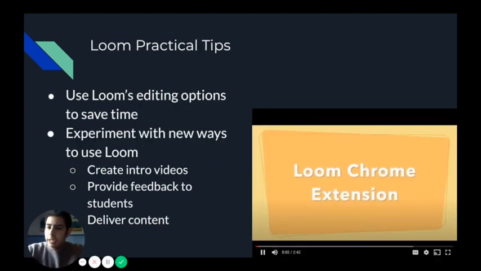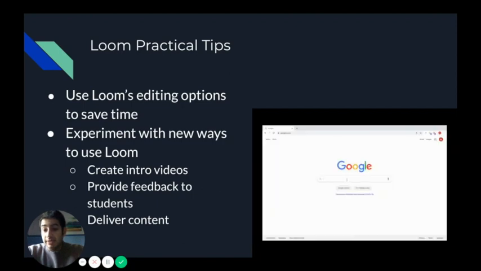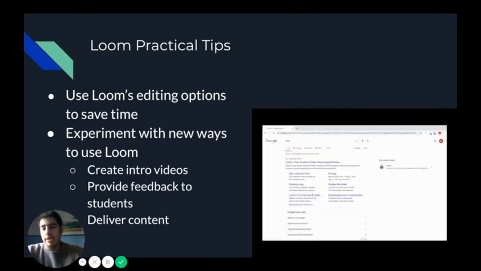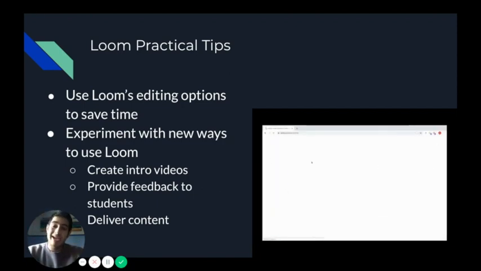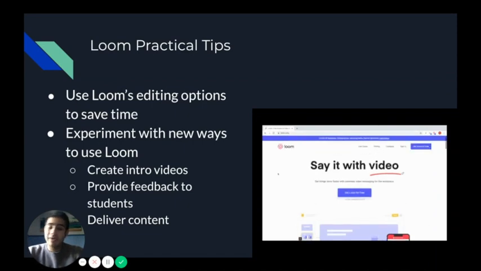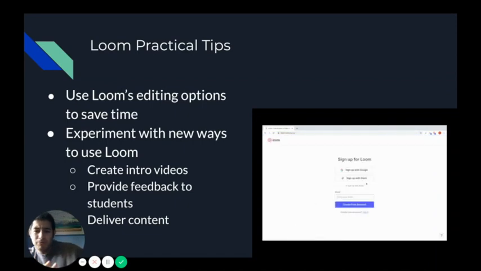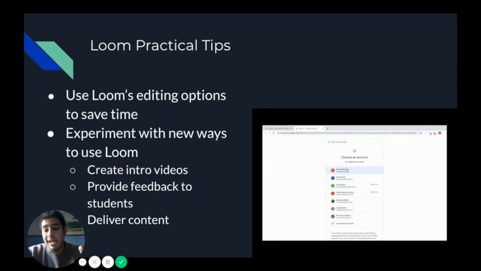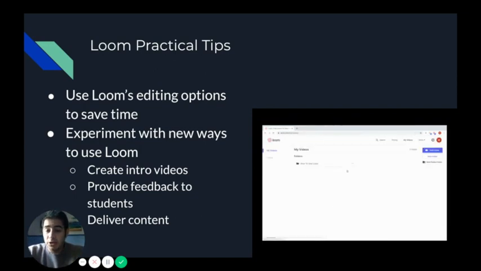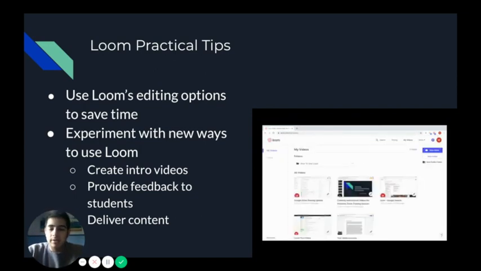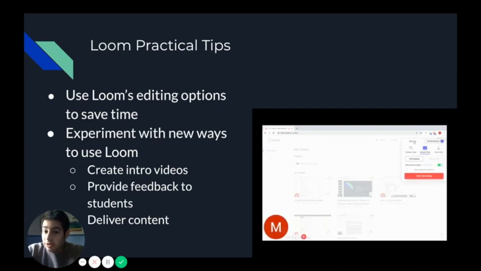So number one, use Loom's editing options to save time. Use that pausing feature, and then when you're done, go back in and look and say, okay, how can I trim it? Maybe I started off poorly, or maybe I could cut some of the back end. You can do that within Loom, rather than having to take that video, upload it to iMovie, and start editing. You can use Loom's editing options, which are great.